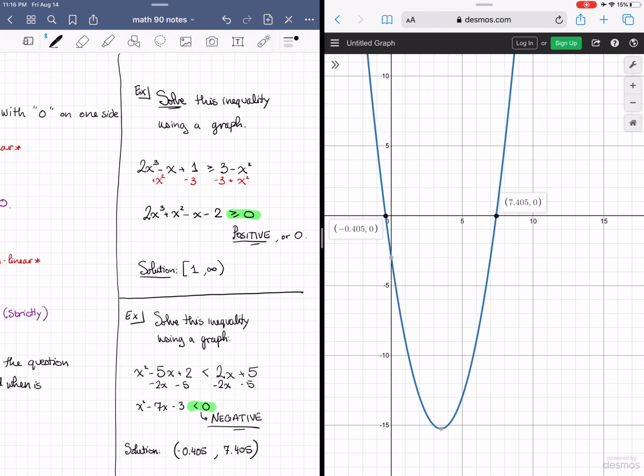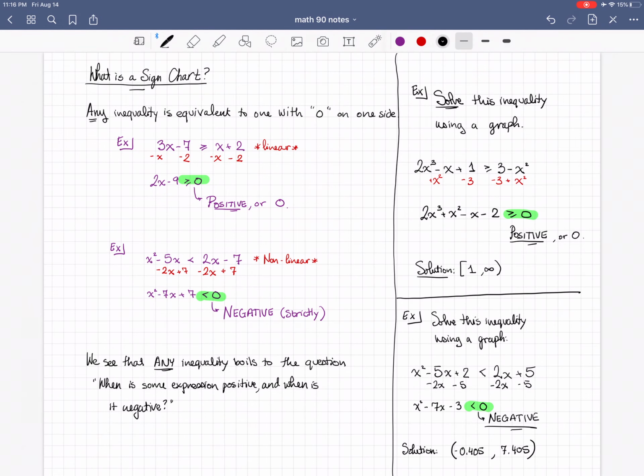So this is a really good introduction to what a sign chart is and why we would be using it. But I will finish this lesson by saying that a sign chart is an actual chart that we're going to learn to construct that shows us where a given expression is positive and where it's negative. So in subsequent lessons, we're going to talk about the process of constructing a sign chart, and then we will finish by looking at how we actually use sign charts to solve nonlinear inequalities.